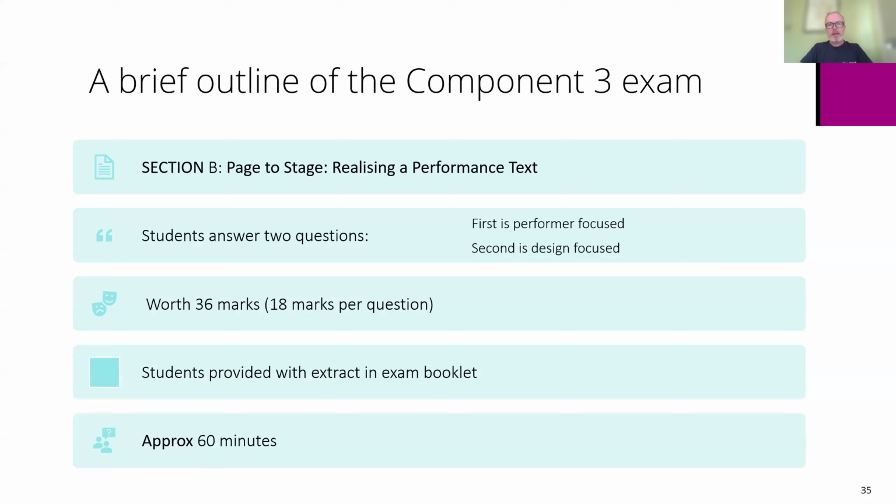Now, section B is the exploration of a set text and the students being asked questions on a specific extract, and we give the extract in the exam room, so they don't know what it is in advance, and they don't take the scripts in with them. They don't take their copies of the play in with them. And they are being asked questions from the perspective of a performer and a designer.